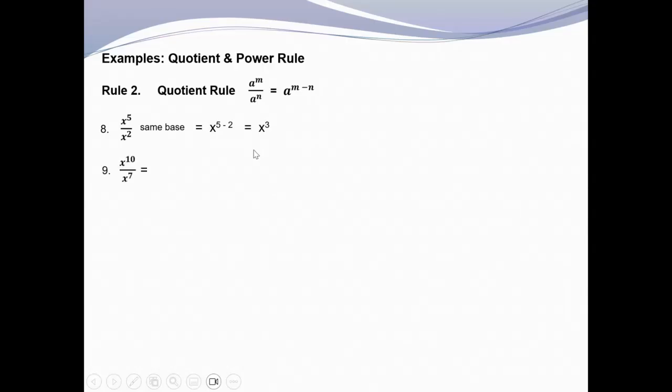Number 9, x to the 10th divided by x to the 7th, they're the same base, so it's going to be x cubed. Number 10, x to the 4th divided by x to the 8th, right? It's going to give us x to the 4 minus 8, which is negative 4. Now this can be reduced, right? But I haven't covered the negative exponent rule yet. Okay, that's rule number 6. So we'll wait and do it later.